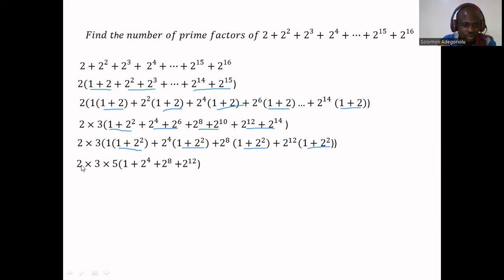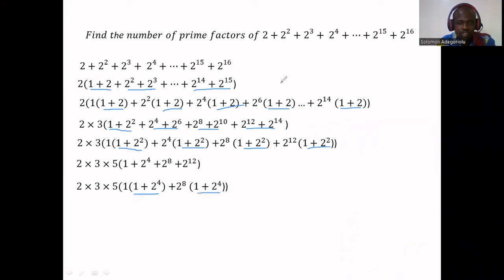We are left with 2 times 3 times 5 into bracket 1 plus 2 raised to power 4 plus 2 raised to power 8 plus 2 raised to power 12. Let's take a look at these as well to find a common factor. Between 1 and 2 raised to power 4, the common factor is 1. We still have 1 plus 2 raised to power 4. Then the common factor between these two is 2 raised to power 8, where we have 1 plus 2 raised to power 4. Again, 1 plus 2 raised to power 4 is common here.